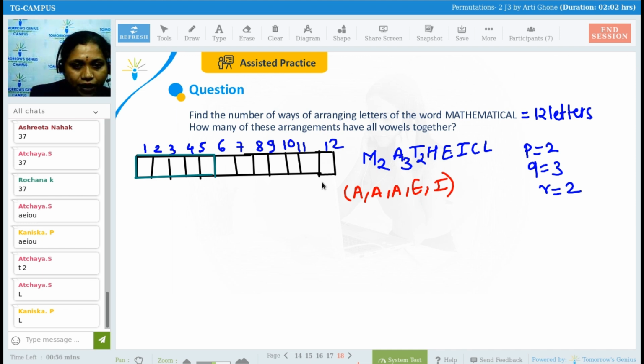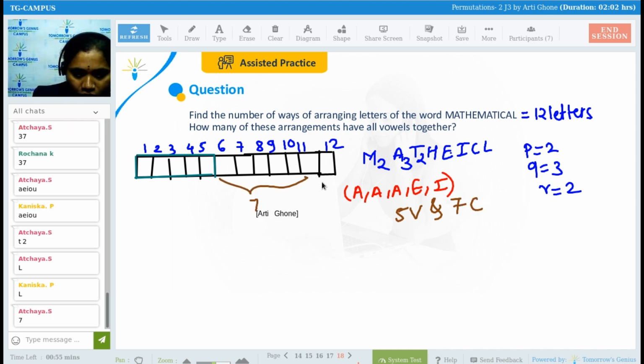Yes or no? If you imagine this very clearly, I'm just pointing with the highlighter, I can move this unit anywhere in this arrangement. Yes or no? So those 5 vowels are considered as 1 unit. Clear? Okay. So how many vowels do we have? Out of 12 we have 5 vowels. Then how many consonants? 7 consonants. Okay. So these 7 consonants and 1 unit of vowel. Clear?